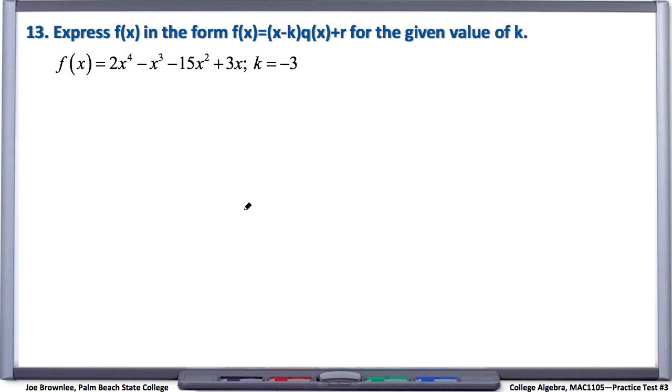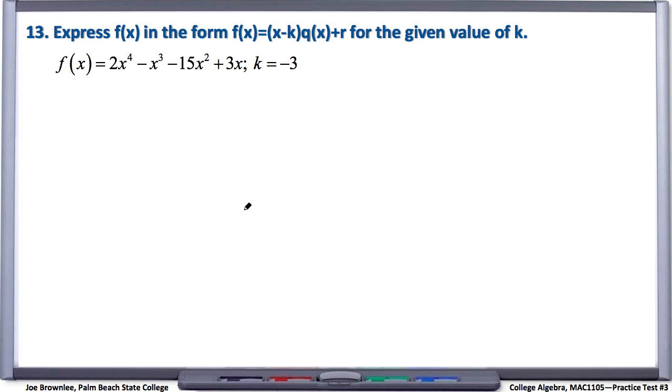All right, let's take a look here at number 13, and we're told to express f of x in the form f of x equals quantity x minus k times q of x plus r for the given value of k, and we're given the function f of x equals 2x to the fourth minus x cubed minus 15x squared plus 3x, and we're told that k equals -3.